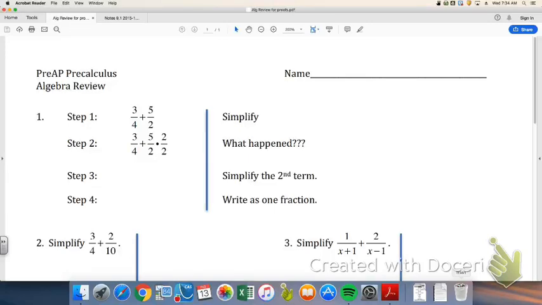So today we're going to look at some algebra review, looking at some basics that will help us going into our proof lesson tomorrow. All right.